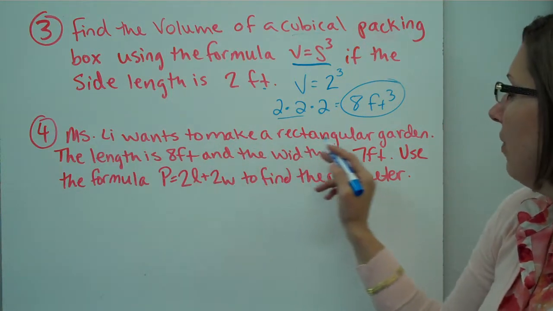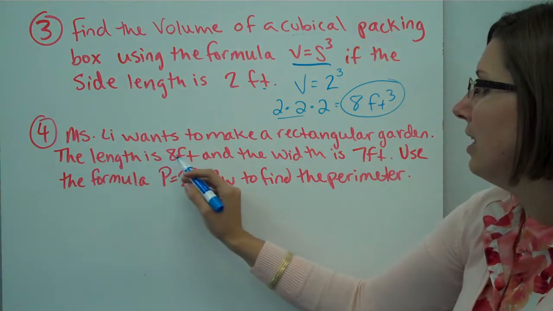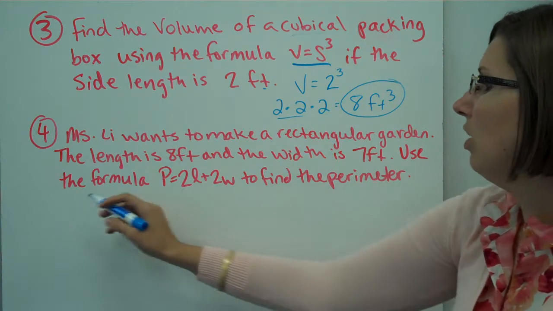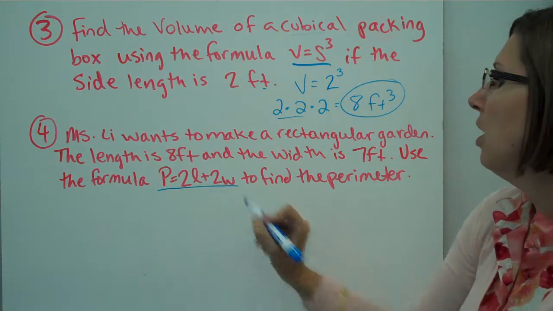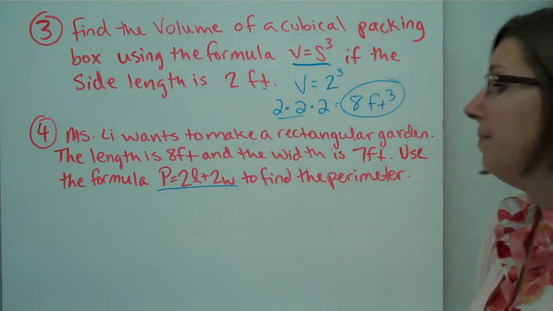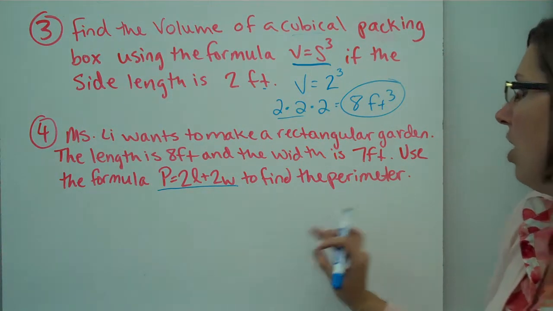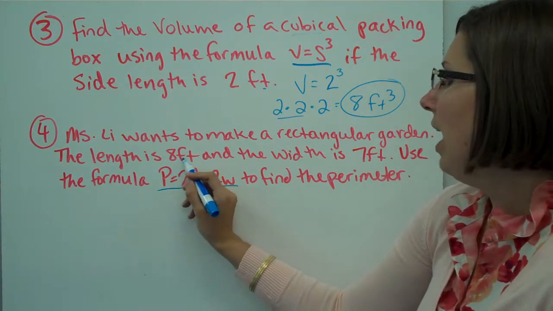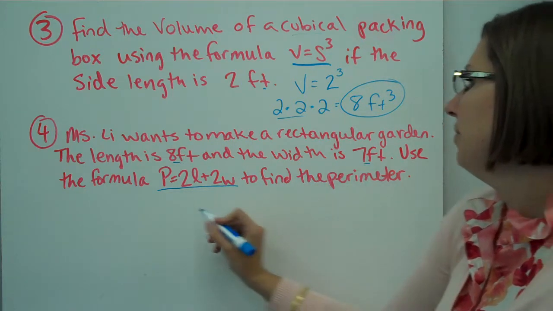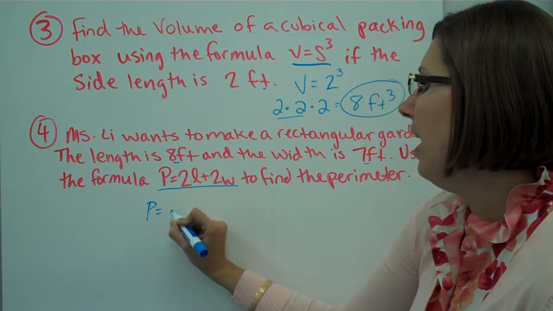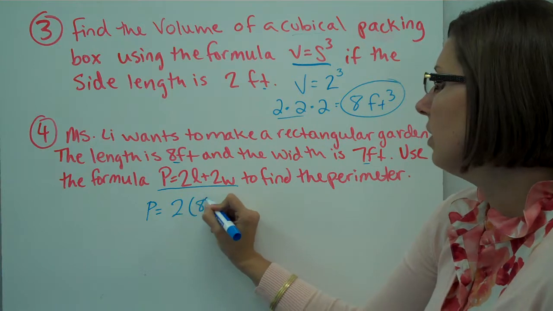Miss Lee wants to make a rectangular garden. The length is 8 feet and the width is 7 feet. Use the formula P equals 2L plus 2W to find the perimeter. So I'm using this formula. They give me L, they give me W. So now I just need to insert and evaluate.